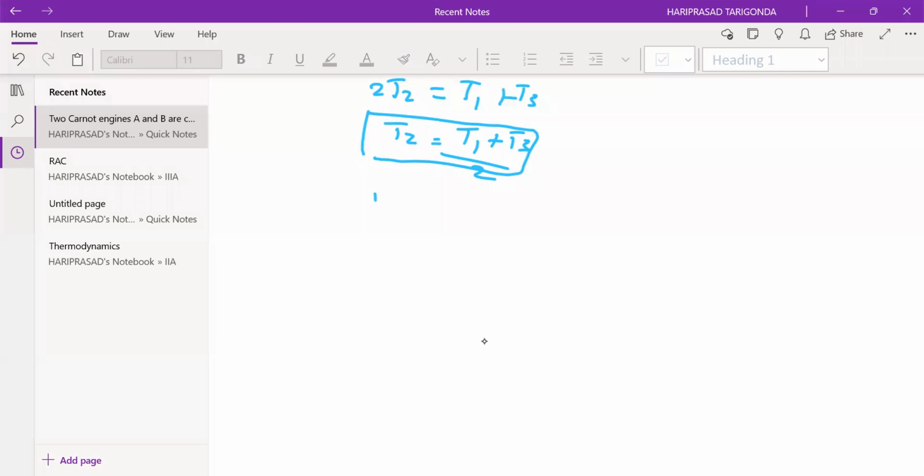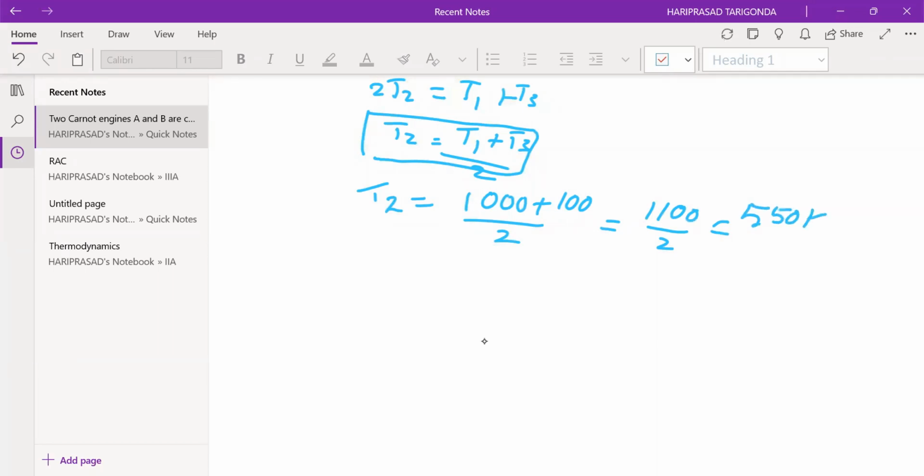Now all of you find the T2 value when the works are equal. T2 is equal to 1000 plus 100 by 2, so 1100 by 2. The value will be 550 Kelvin. So when works are equal, the intermediate temperature will become 550 Kelvin.